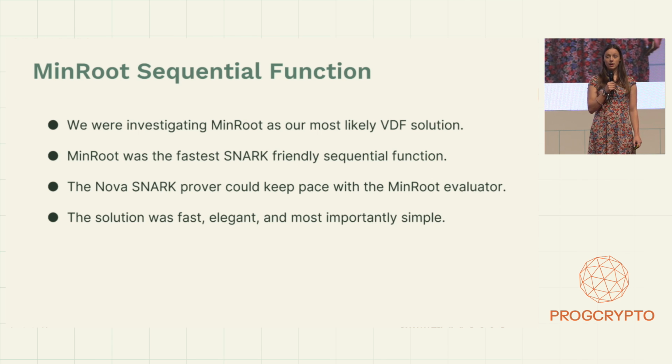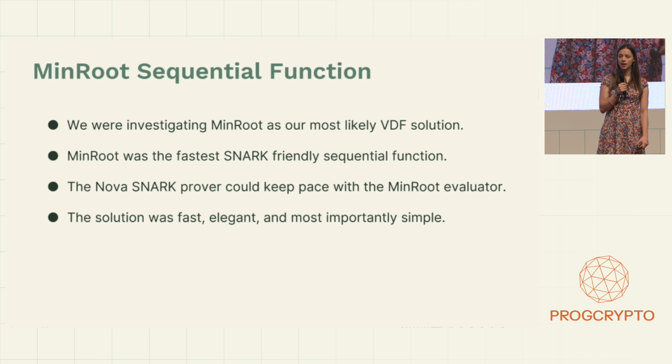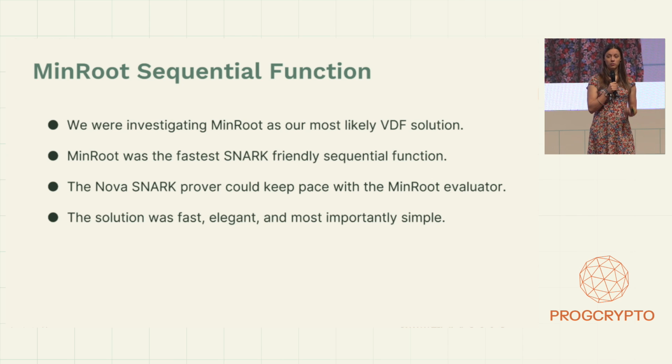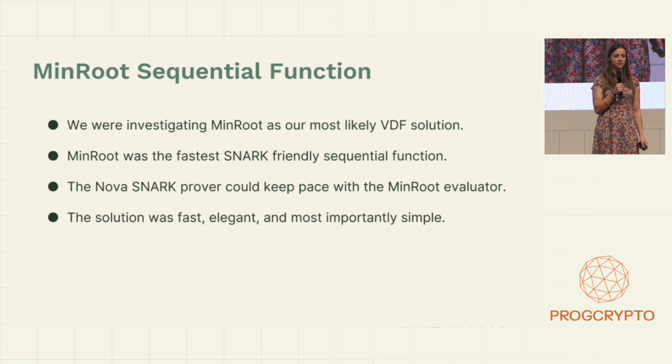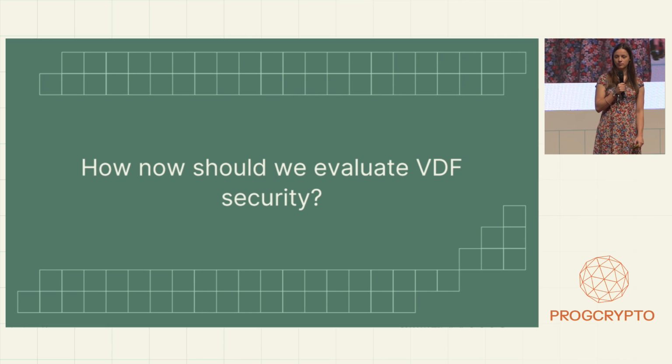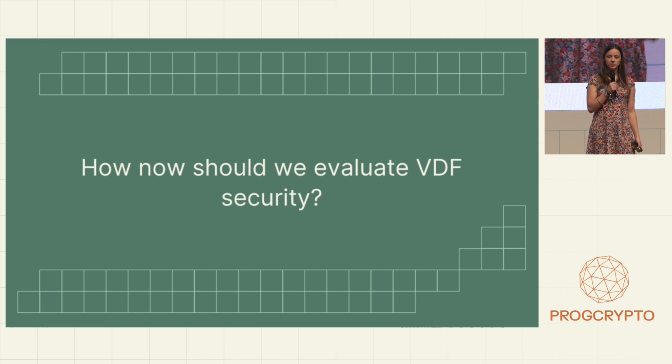We decided to investigate the MinRoot sequential function, basically because it was the fastest. The Nova SNARK prover was able to keep pace with the MinRoot evaluator, which is very important. That means it's efficient enough to run in practice. The SNARK prover is not going to cause us any problem. And the solution, it was fast, it was elegant, and most importantly, it was simple. So then we're left with the question of how should we evaluate VDF security?